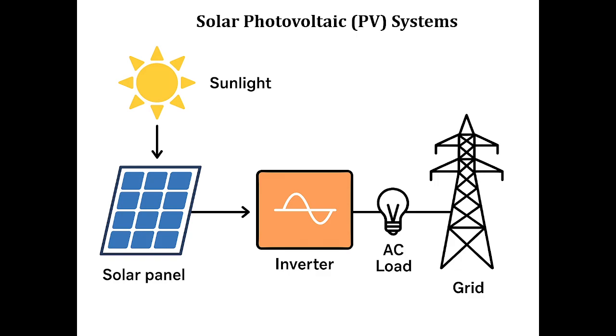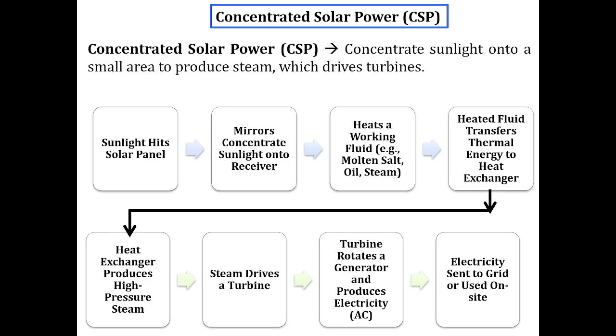Next slide. Concentrated solar power. Another method of using solar energy is concentrated solar power or CSP. Unlike a photovoltaic system, CSP does not directly convert sunlight into electricity. Instead, mirrors are used to concentrate sunlight onto a receiver. The concentrated sunlight heats a working fluid. The slide gives examples of working fluids such as molten salt, oil, or steam.